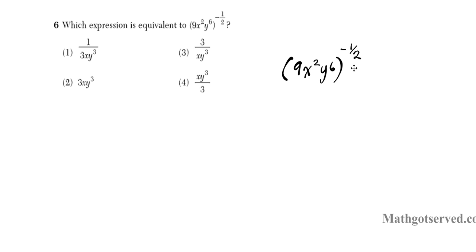All right, so first thing I'm going to use is the reciprocal property of exponents. If you have a negative exponent, that basically means that you need to reciprocate the quantity that has a negative exponent attached to it. So we're going to reciprocate this whole expression, and that will change the sign of this exponent. So we're going to have 1 over a quantity 9x squared y to the 6th raised to the 1/2 power.